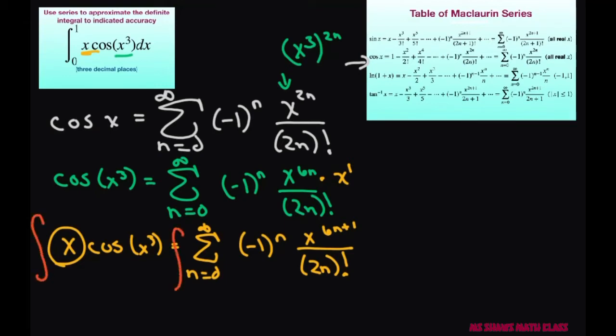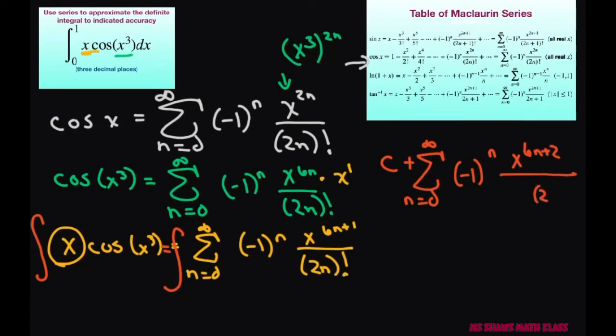we're integrating this. So let's go ahead and integrate that, and when you do that, you're going to get some c plus the sum from n equals 0 to infinity of negative 1 to the power of n, and then we're going to just add 1, so you can have x to the power of 6n plus 2. We have 2n factorial, and then you also have to multiply by 6n plus 2. All right, so now we're going to evaluate the definite integral, and let's do that.